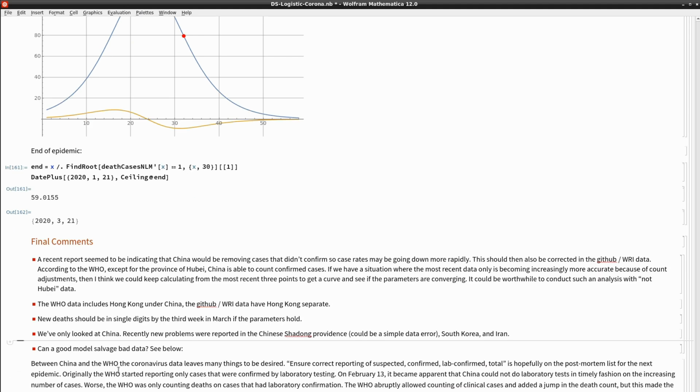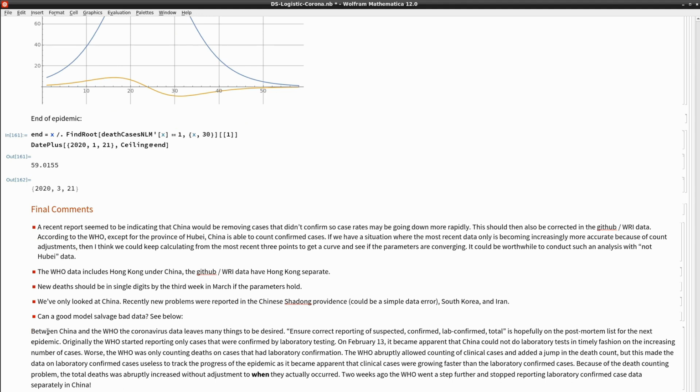And the last point, I want to raise the question, can a good model salvage bad data? We have this problem of the bad data point on day 24. So a quick discussion between China and the WHO. I think the coronavirus data leaves many things to be desired. And I think some kind of system that would ensure the correct reporting of suspected, confirmed, lab confirmed and total is hopefully on the post-mortem list for the next epidemic, because it's for sure gonna come. This wasn't the last time.